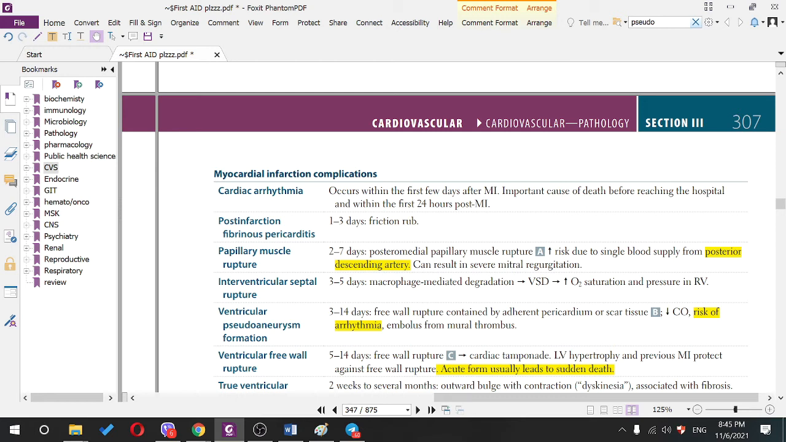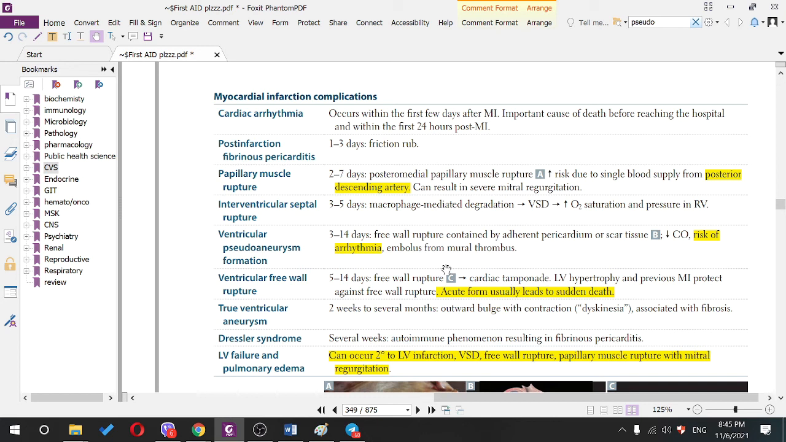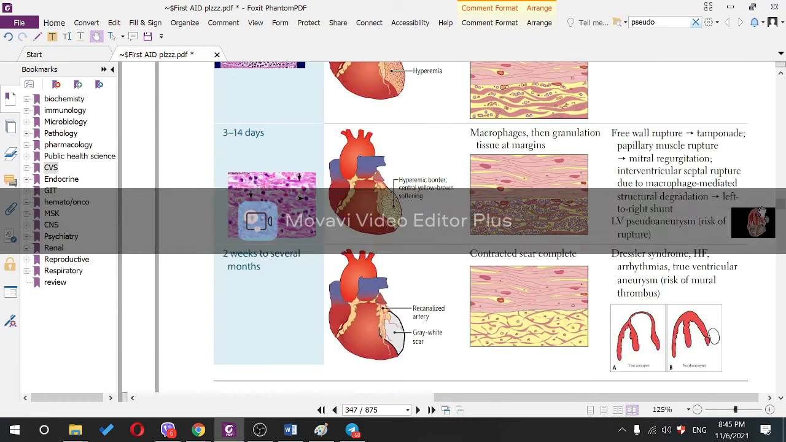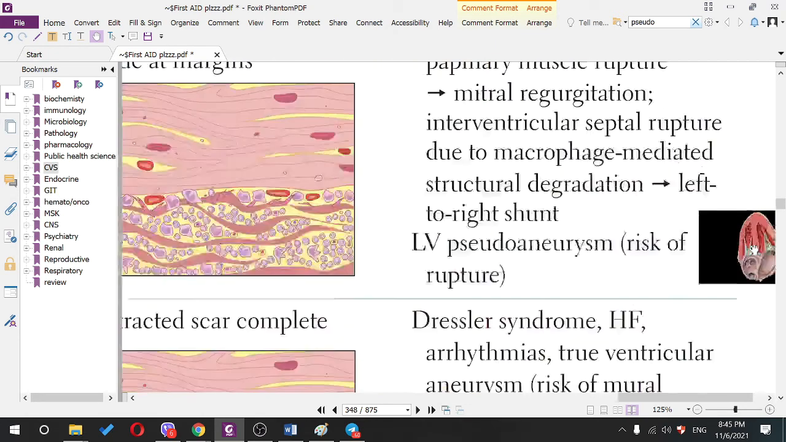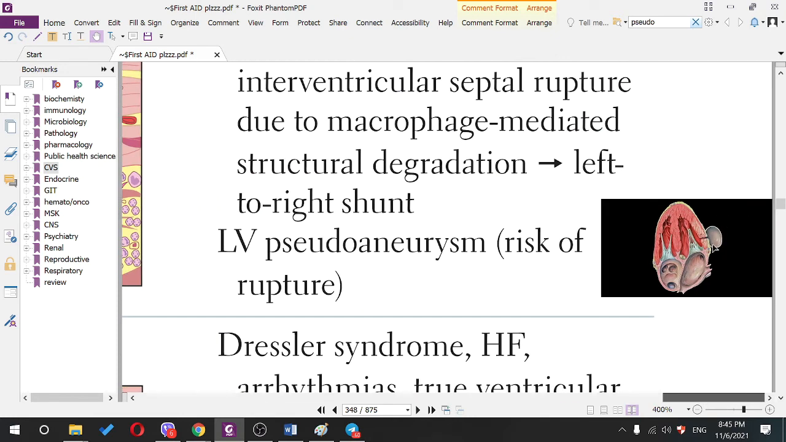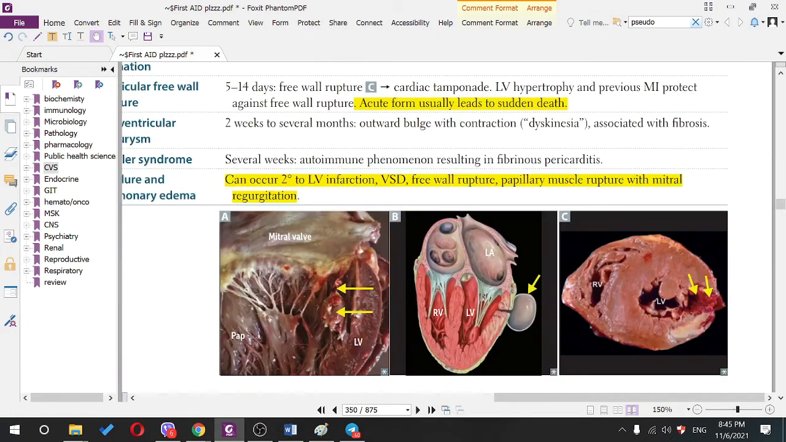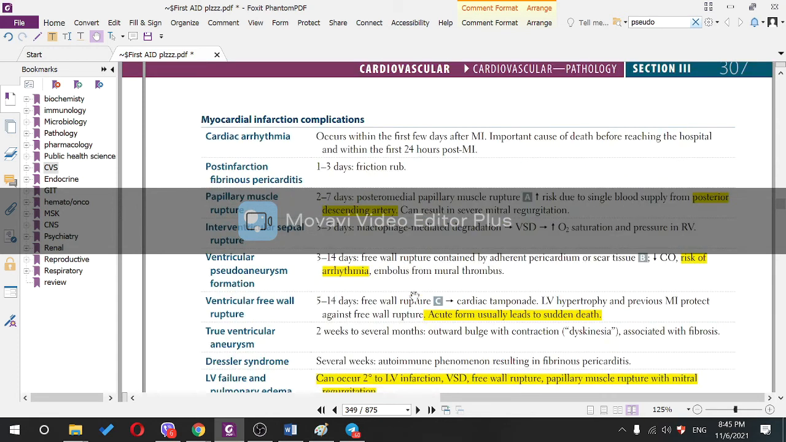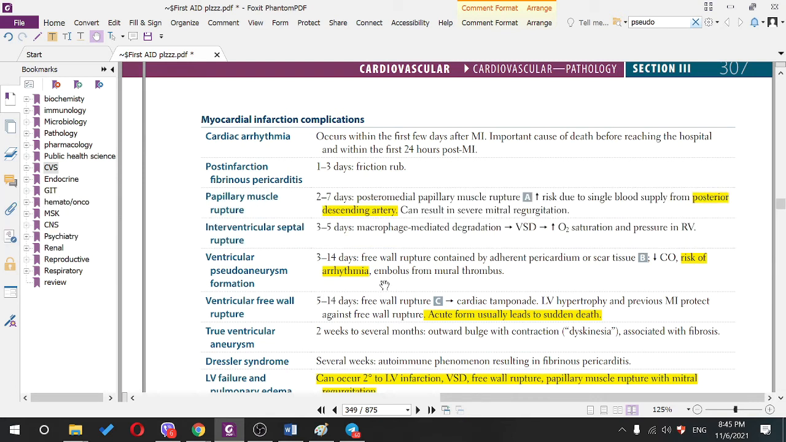Okay. Ventricular pseudoaneurysm formation occurs between 3 to 14 days because, as you said, it was the macrophages. So the patient might suffer from free wall rupture, but it will be contained by an adherent pericardium or scar tissue, as you can see in this picture. Yep, this one. Okay, let's go down there. Oh, the exact same picture is here. You can see it here. And here you can see the papillary muscle rupture. Okay, so that was ventricular pseudoaneurysm. Also, rarely, okay, important thing about this one.